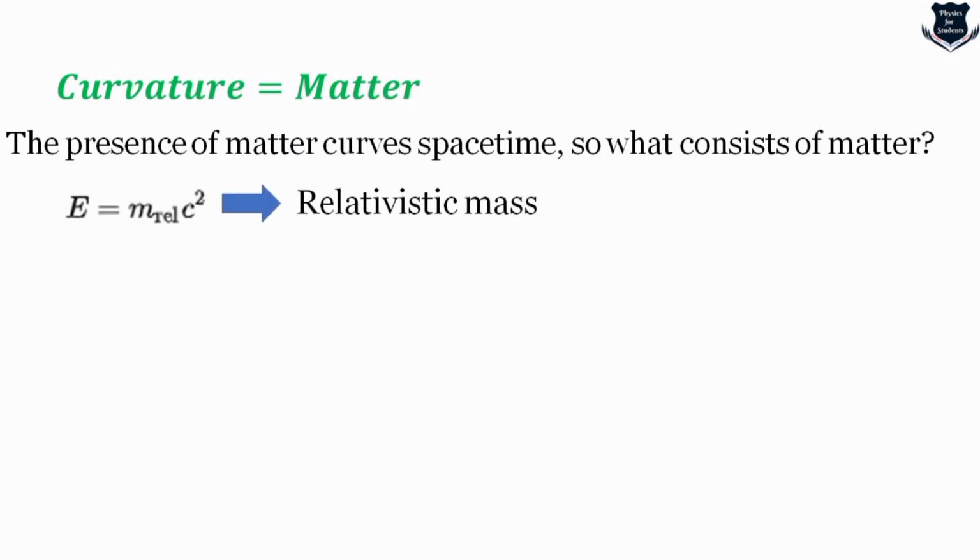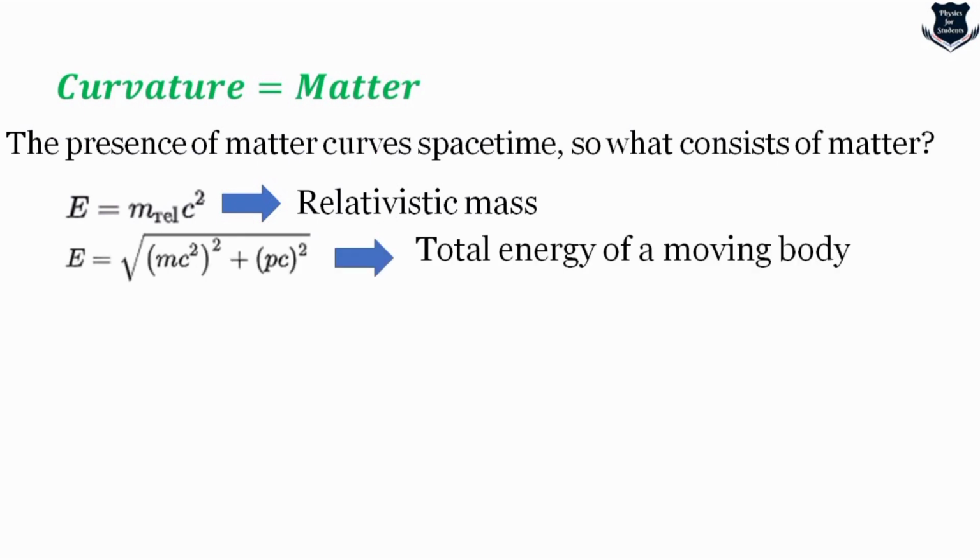So what consists of matter? We know from the special theory of relativity that this is the relativistic mass, and this is the total energy of a moving body. I would like to tell you that this is coming from special relativity. I'm not going to explain the derivation and where the Lorentz factor comes from, but it is basically the relativistic mass. So the mass from Newton's time has been redefined as relativistic mass, and total energy E now consists of mc squared, which involves the speed of light also.